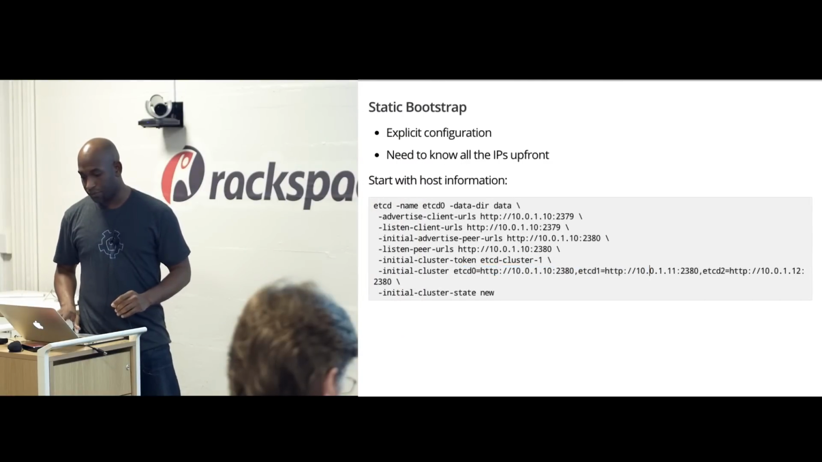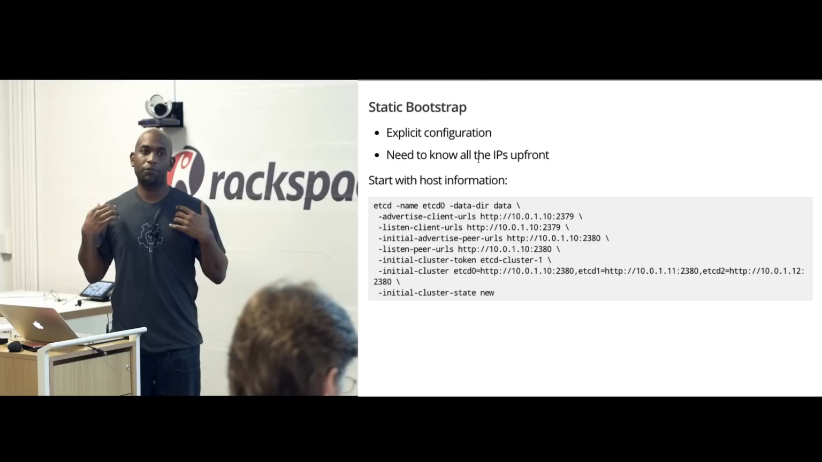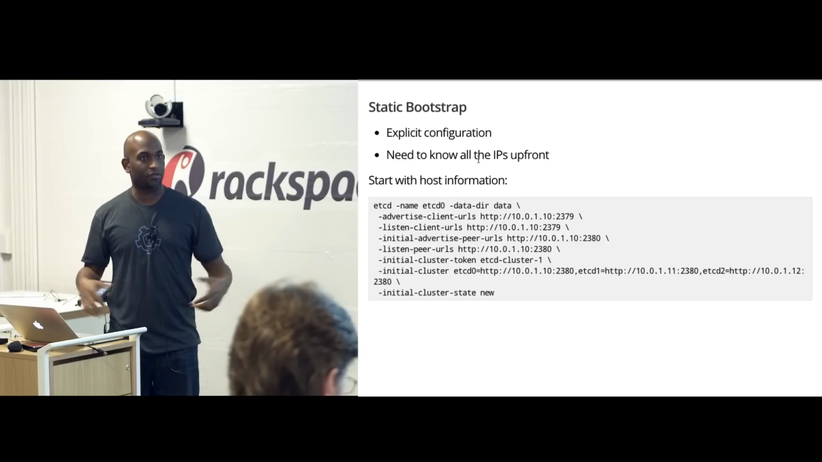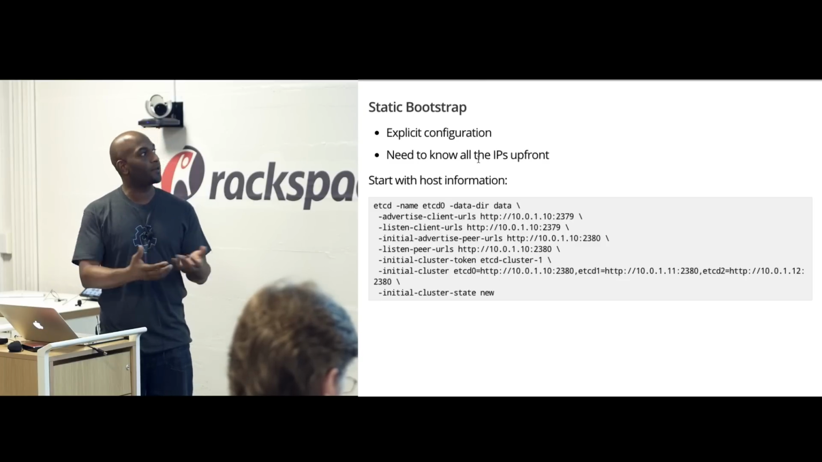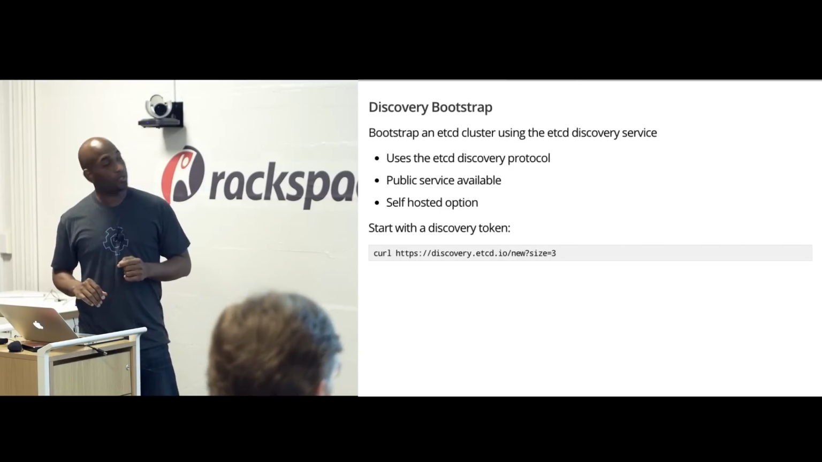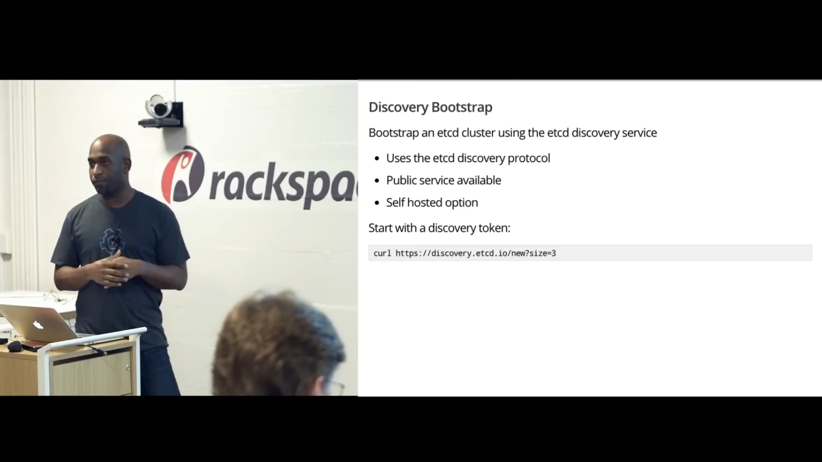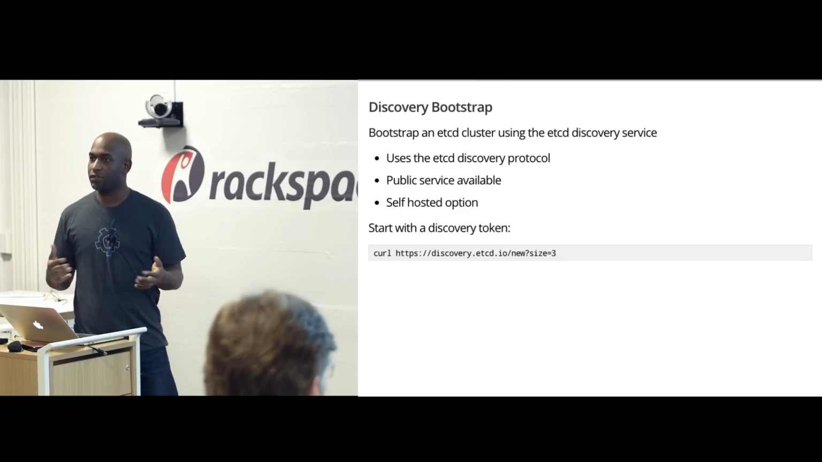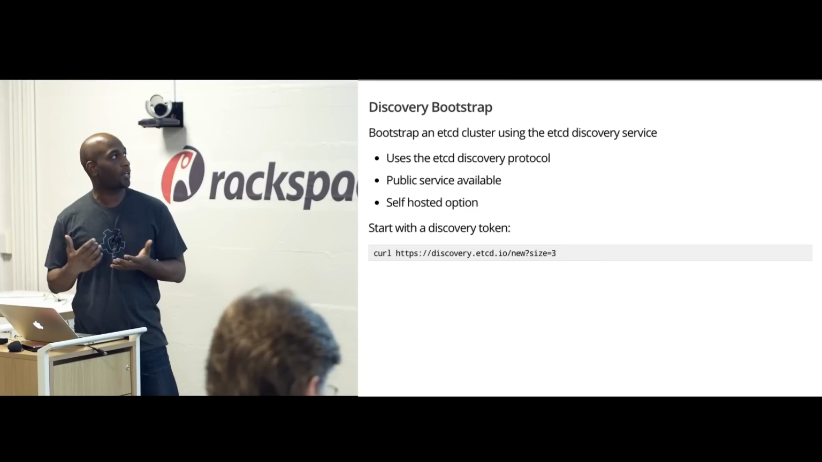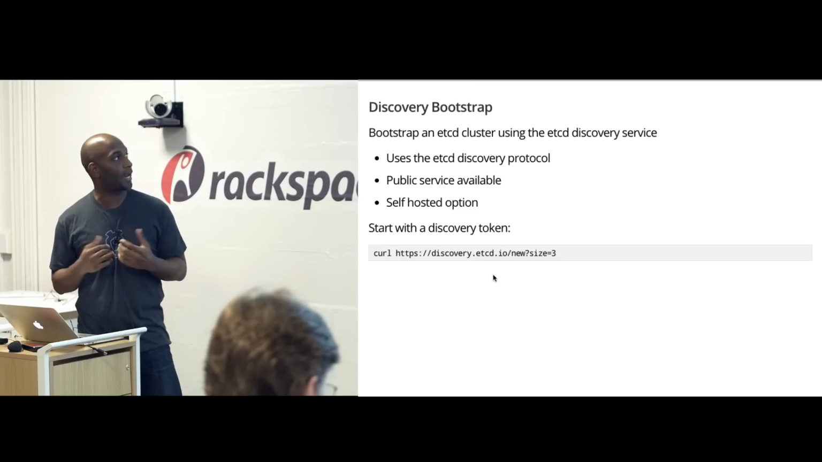Now, the next set of bootstrapping modes are really just a different way of providing a static configuration. You still need to know all the information, but maybe you don't have that information on hand. So you can use our discovery service, right? The discovery service is the way to bootstrap an etcd cluster using the discovery protocol. Now, in our documentation, we detail what that looks like. You can use the hosted one on CoreOS, which is at discover.etcd.io.